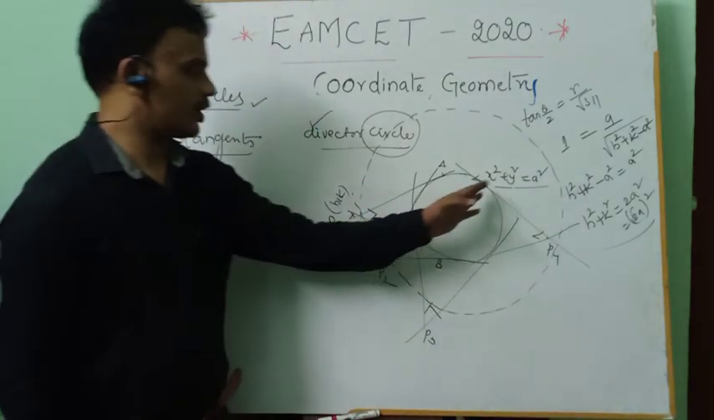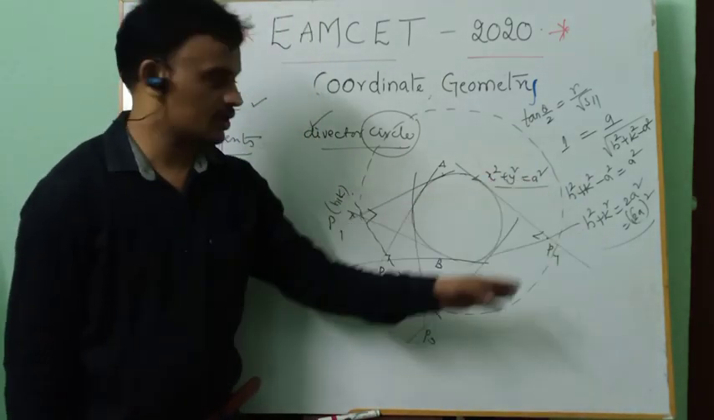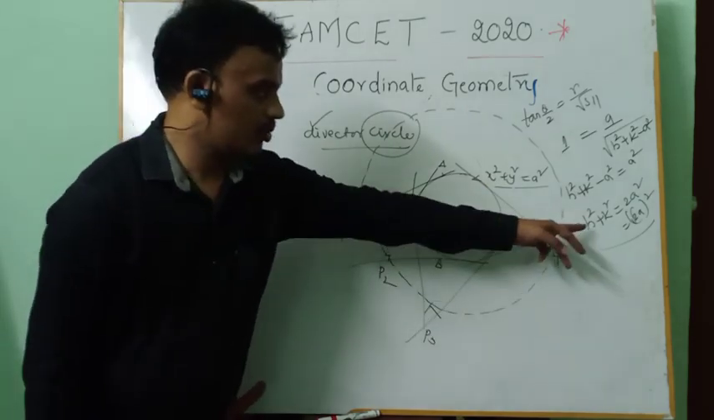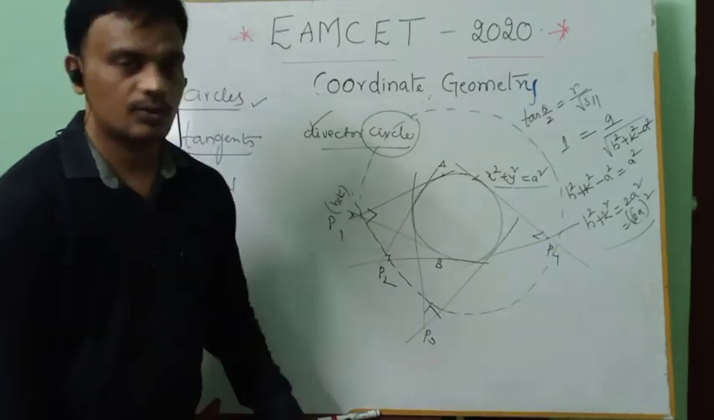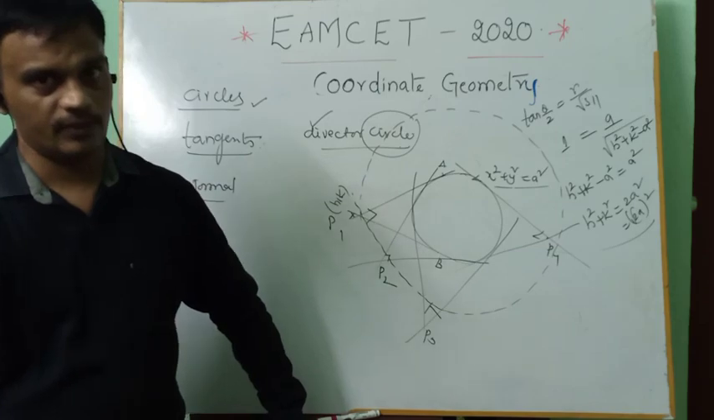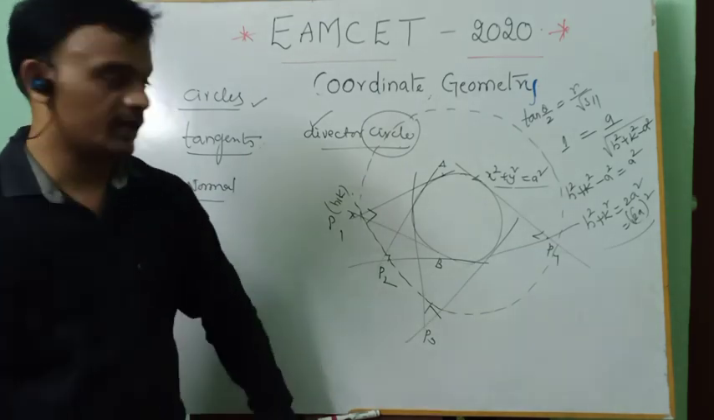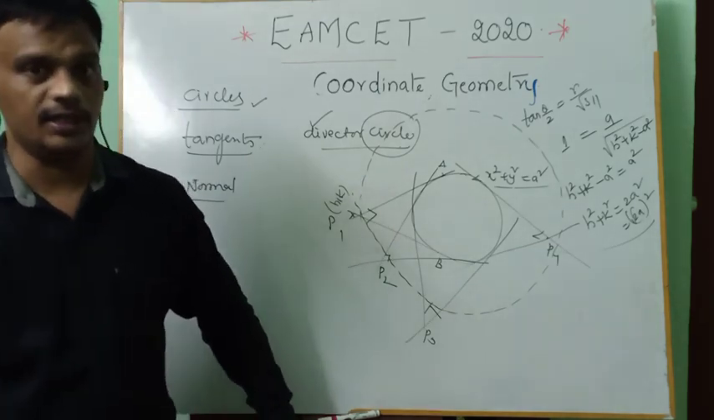So for the circle x² + y² = a², what is the equation of the director circle? x² + y² = (√2 a)². Very important concept, the director circle.